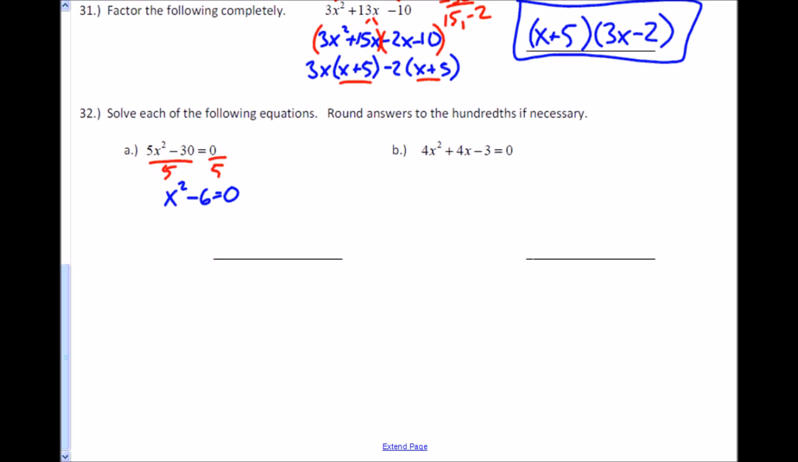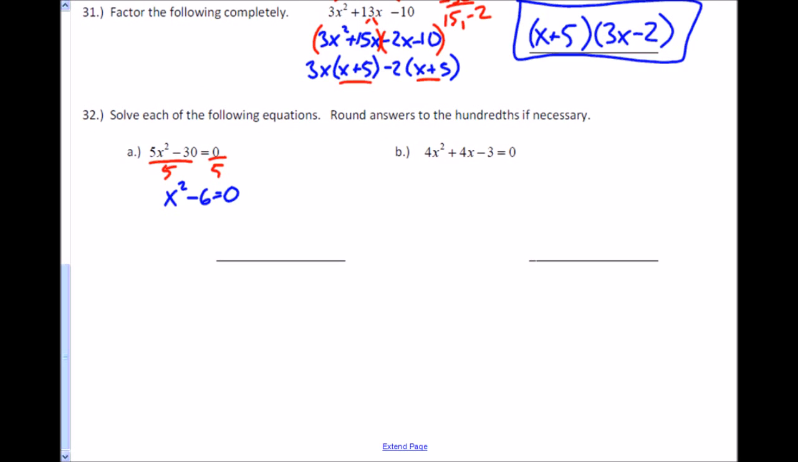And now from here, I've got a couple options. I can either keep trying factoring, which is not going to work for this one. Let me move this guy off to the side. Or I can do the quadratic formula, or I can complete the square. And really, this one's all set up for completing the square because I'm just going to use my square root property. I add the 6 to each side. That's x squared equals 6.